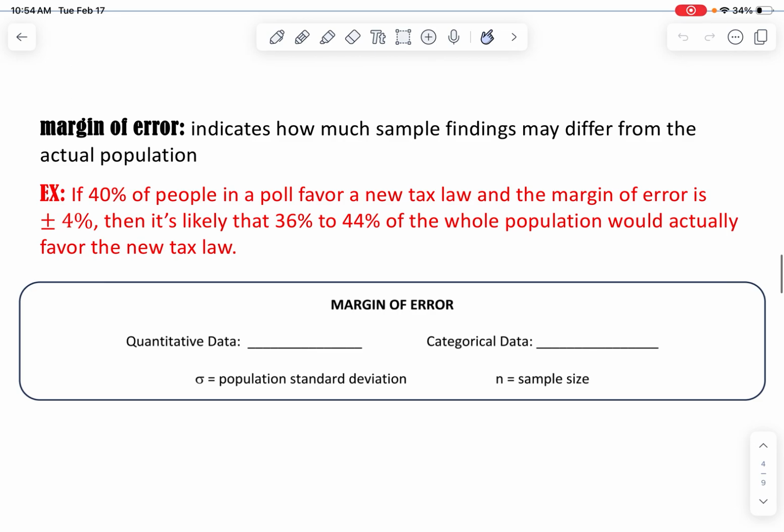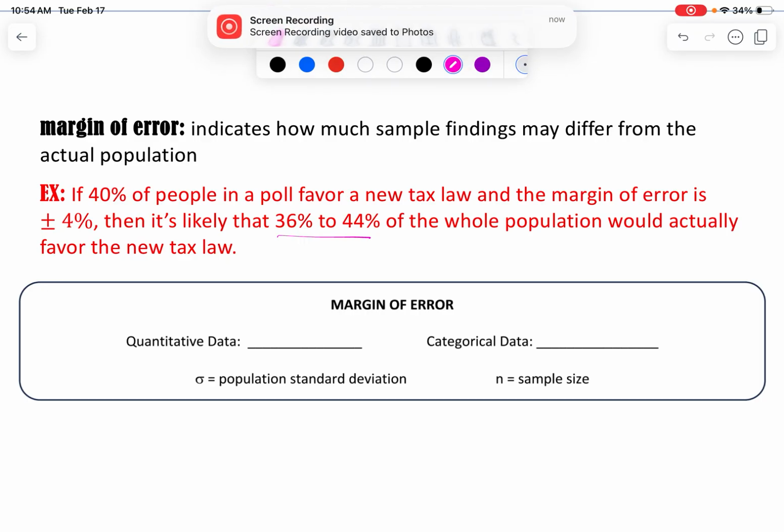Okay. So margin of error really indicates how much sample findings may differ from the actual population. Remember, a sample is a smaller subset, and we want to know how much it might differ. So if 40% of the people in a poll favor a new tax law, and the margin of error is plus or minus 4%, then it is likely that 36 to 44%, right? 40% plus 4 and 40% minus 4 gives us 36 to 44% of the whole population would actually favor the new tax law. So there are some formulas to determine this.